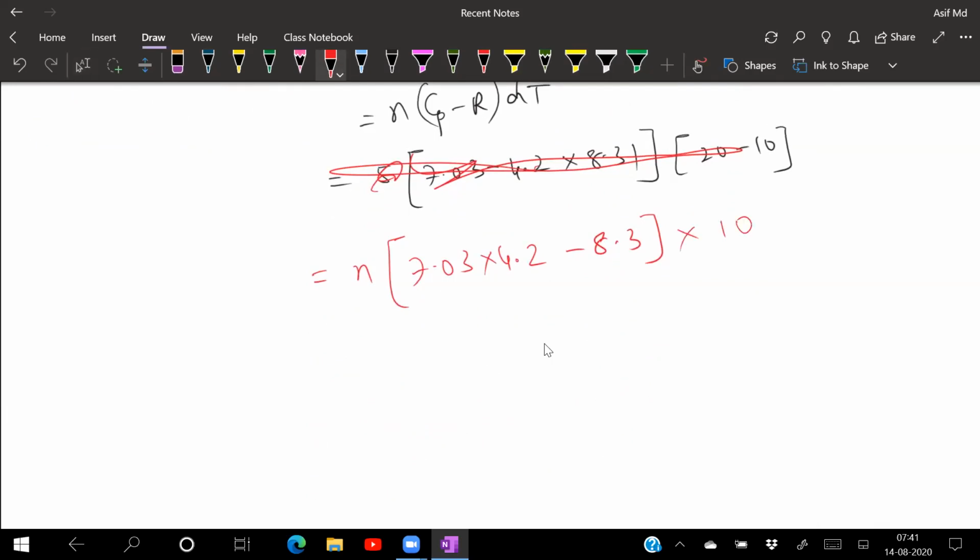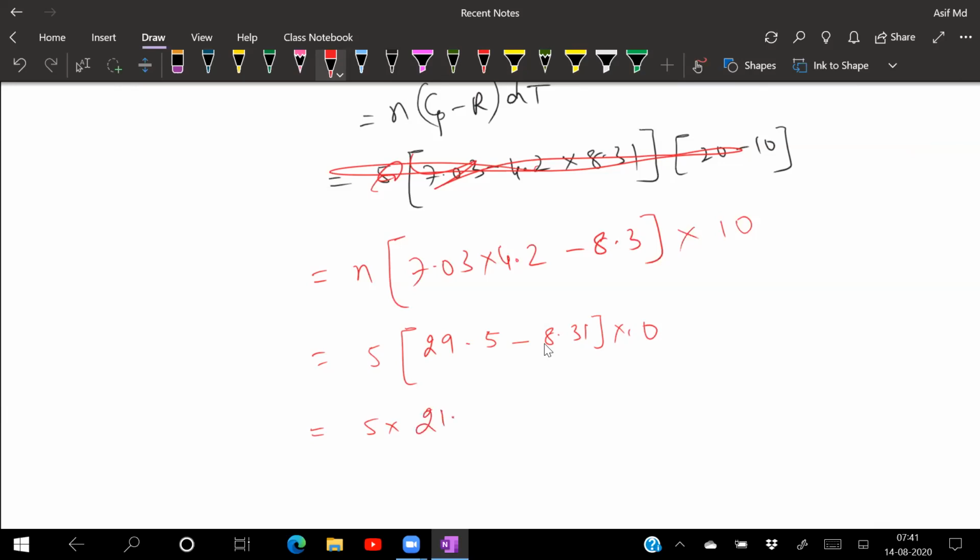20 minus 10 is nothing but 10. So how much am I getting for this one? This one is 5 into 7.03 into 4.2. See how much I'm getting, if you have a calculator with you. It is 29 point something I'm getting. I'll take it as 29 point something, minus this one, 8.31 into 10. So this will become 5 into this value, 29, minus 8.31, which is 21 approximately.